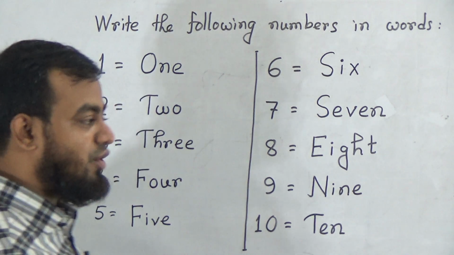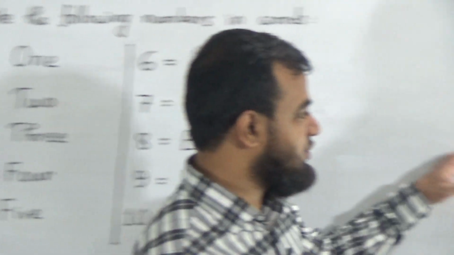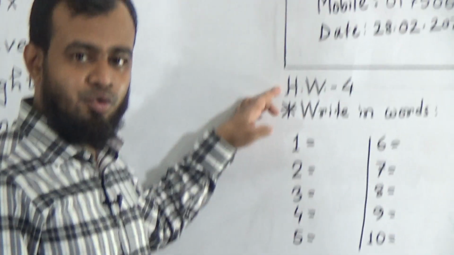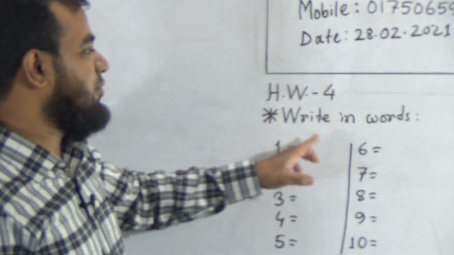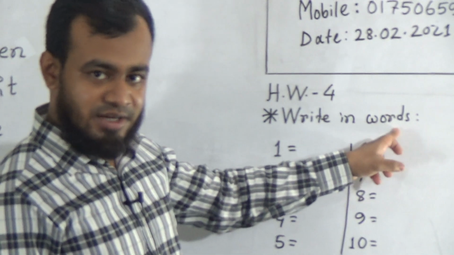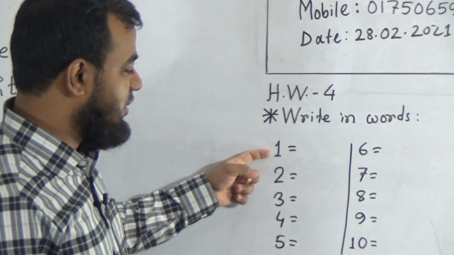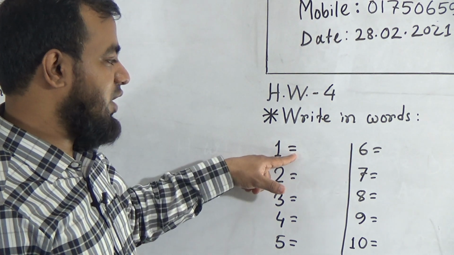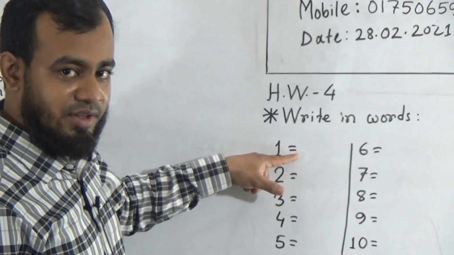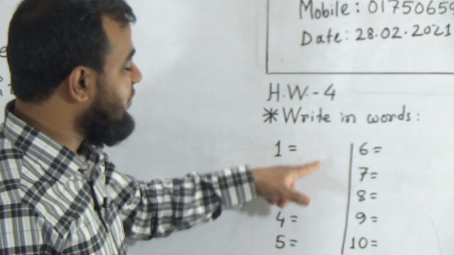Now my dear students, you have a homework and your homework number is 4. You must mention the homework number in your HW copy. This is homework number 4 and the topic is write in words. You should write down the number and you must give the equal sign after the number. Then you should write down the spelling of the numbers.